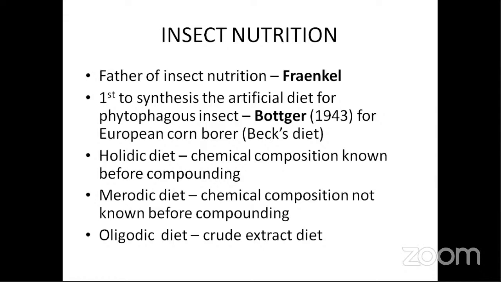And there are three types of artificial diets: holidic diet, merodic diet, and oligidic diet. Based on the chemical composition while the diet is prepared, they have made this classification. Holidic diet is one where, before compounding, which is nothing but mixing, the contents and diet components have a chemical composition that is fixed, or already known. So it is called a holidic diet.